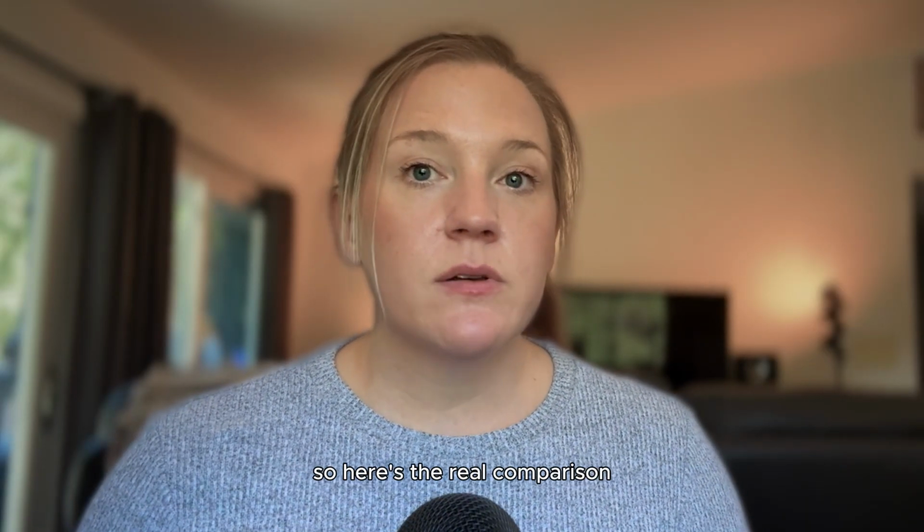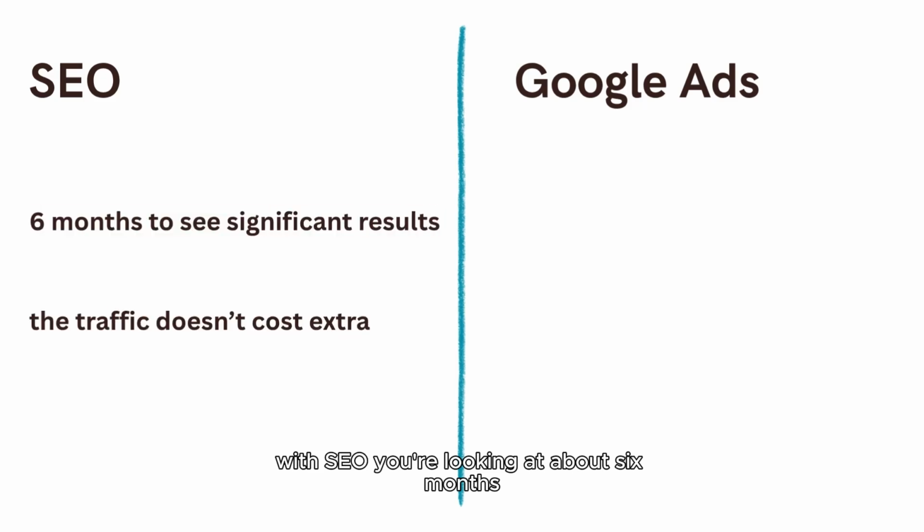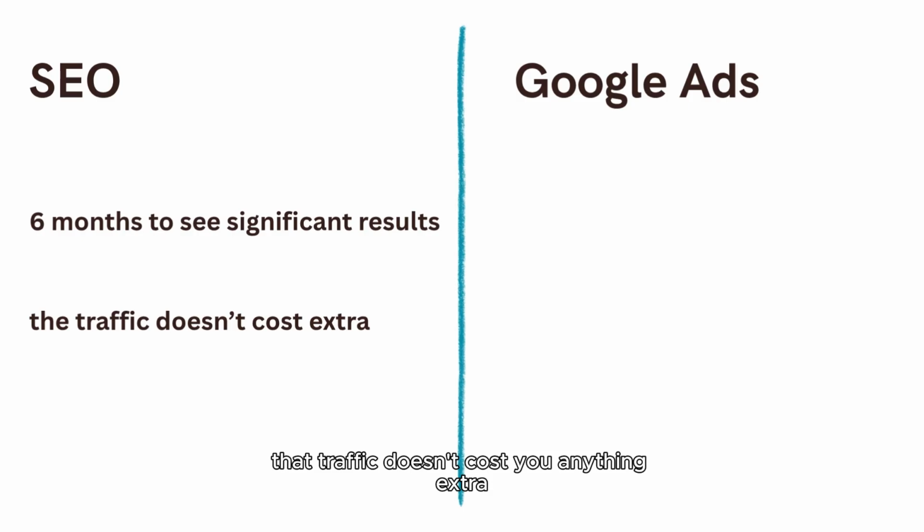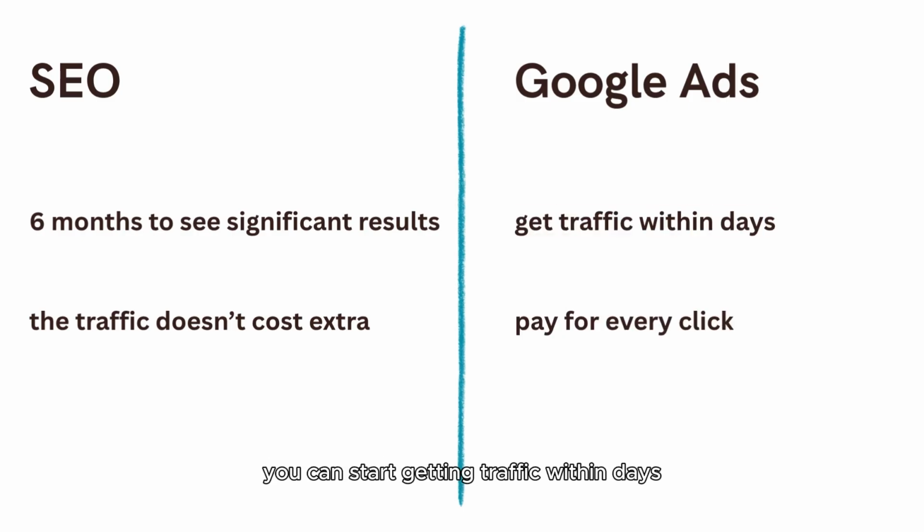So here's the real comparison. With SEO, you're looking at about 6 months before you see significant results. But once you're there, that traffic doesn't cost you anything extra. With Google Ads, you can start getting traffic within days, but you're paying for every single click.